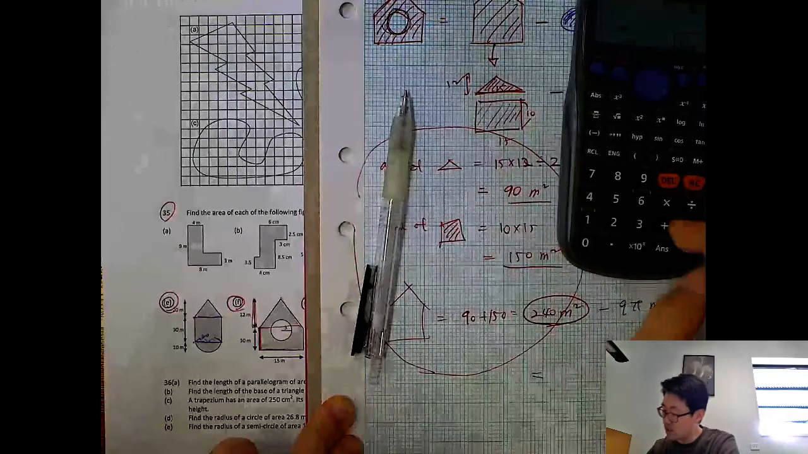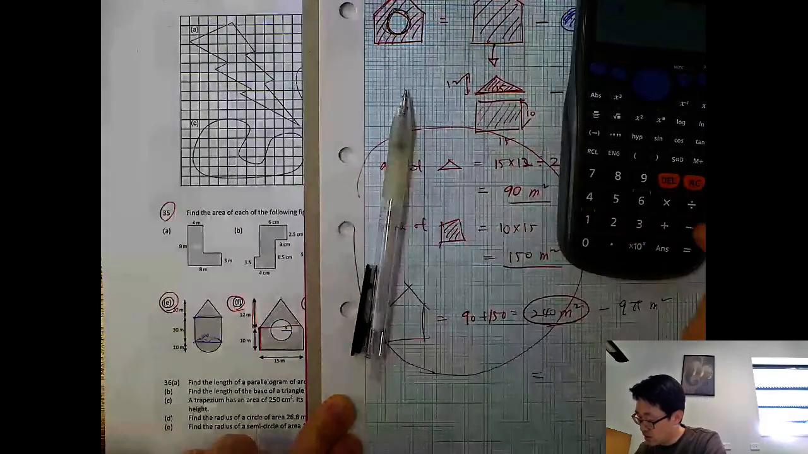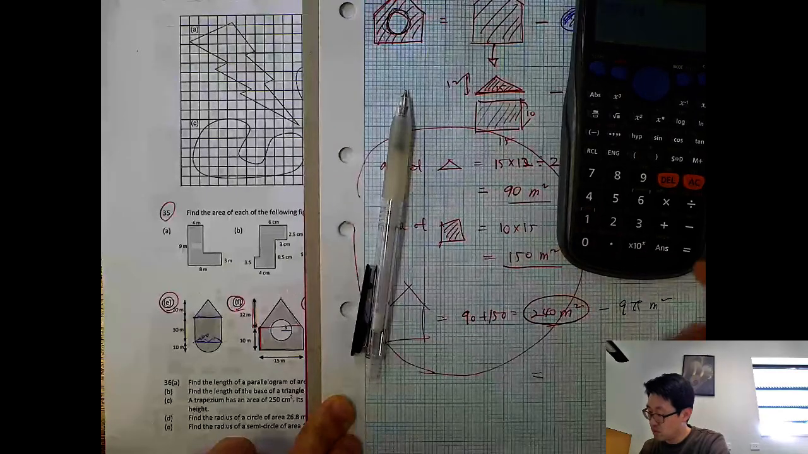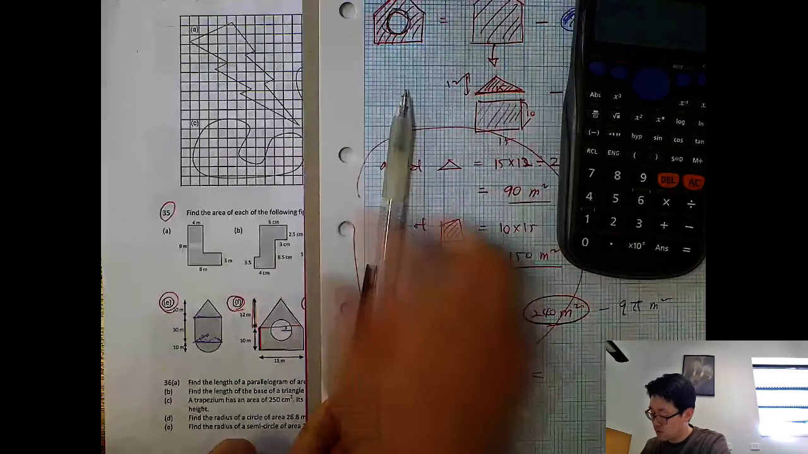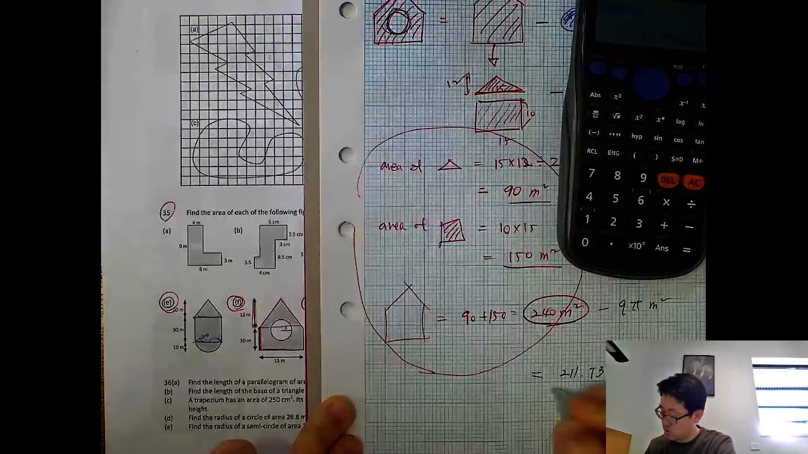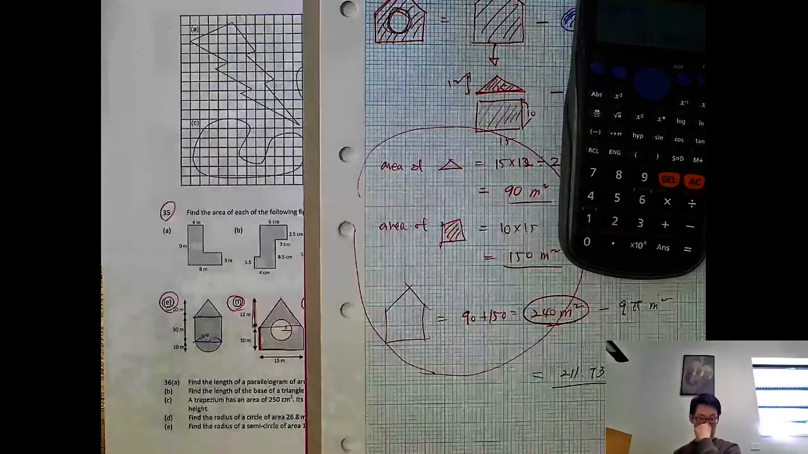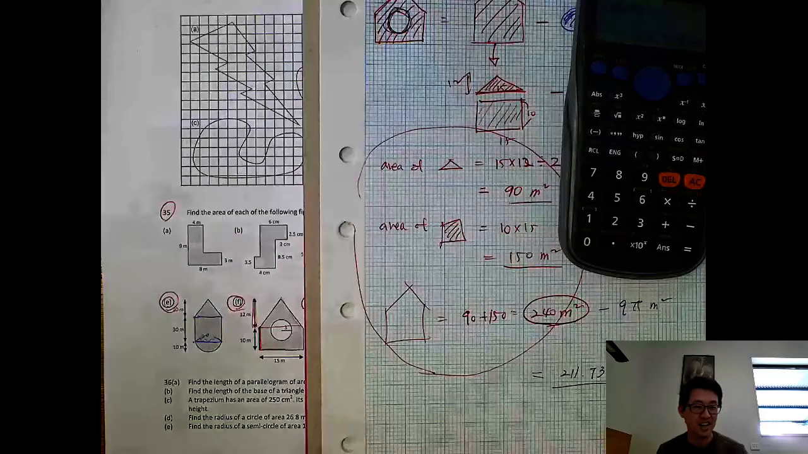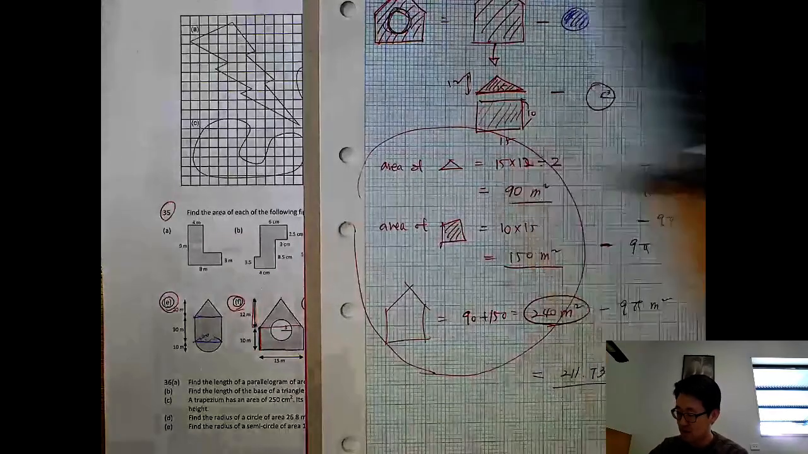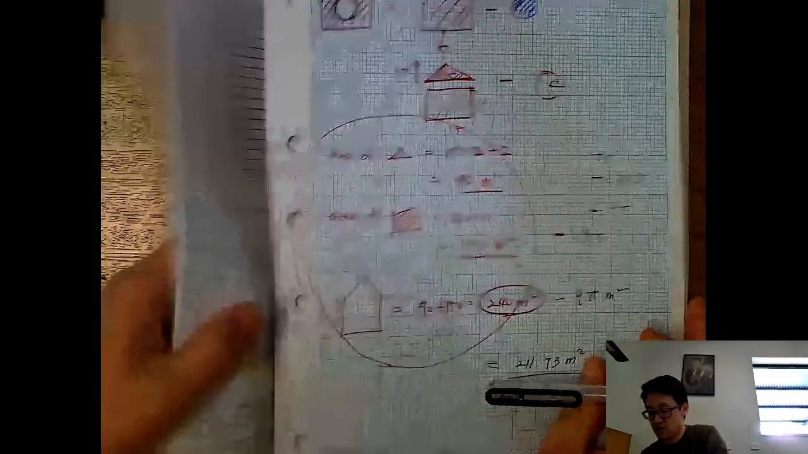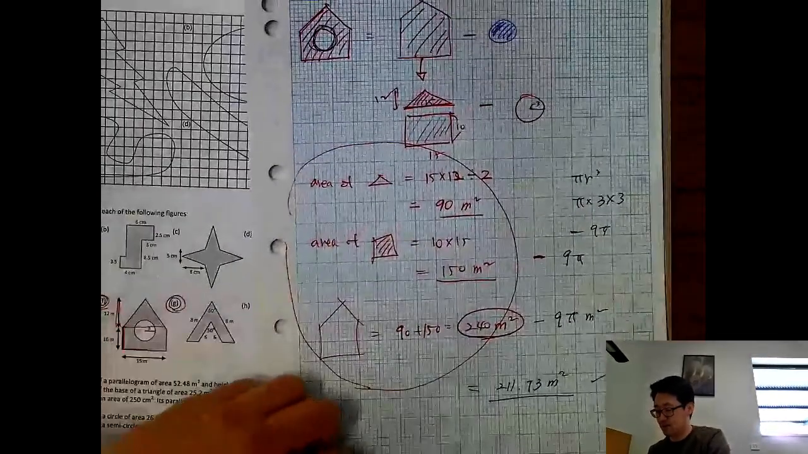So I use calculator. 240 minus 9 shift pi, 211.73 or 2. Correct. Did you get that? Yeah. You understand this bit? Okay, the last one now. Let's go.